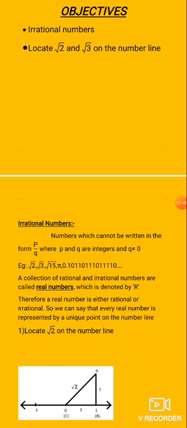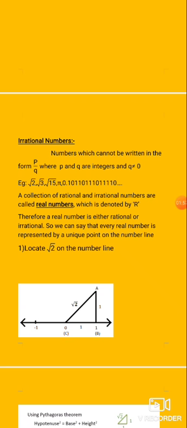So we can say that every real number is represented by a unique point on the number line. Listen carefully. A collection of rational and irrational numbers is called what? Real numbers. And we know how to insert rational numbers on a number line. Now, locate root 2 on the number line. So root 2 is what? An irrational number. For that you need to take a scale, pencil, etc.